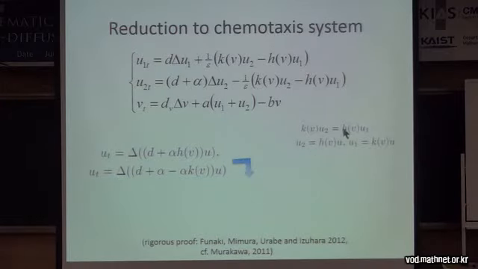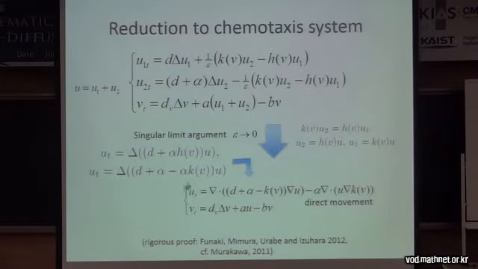Then by using this relation, U2 is represented by this. Substituting this into here, and U is the total concentration, that is U1 plus U2, this equation is reduced to only the equation of U. By adding each term of U1 and U2, we get this equation, and substituting this into here, this equation is equivalent to this.